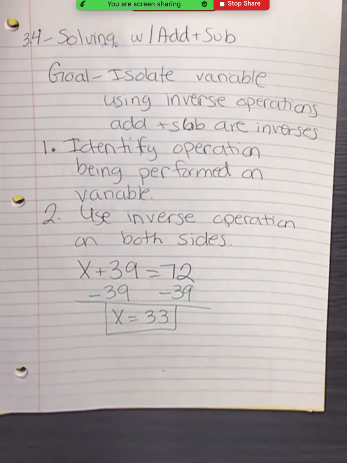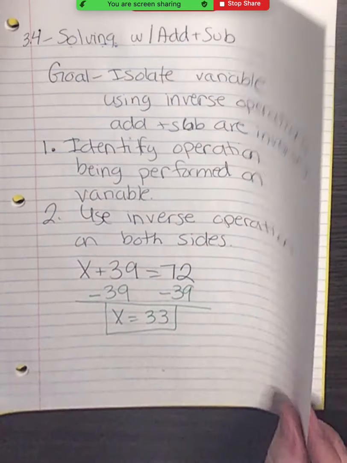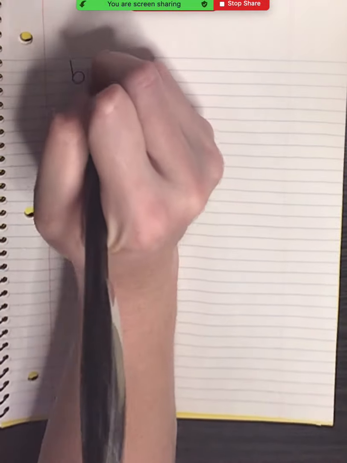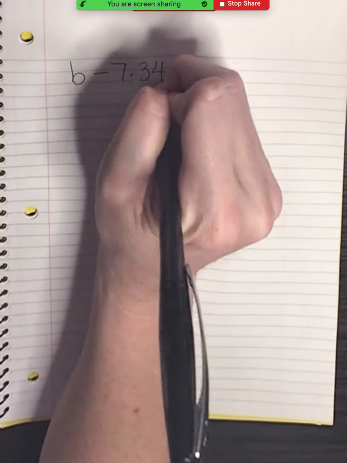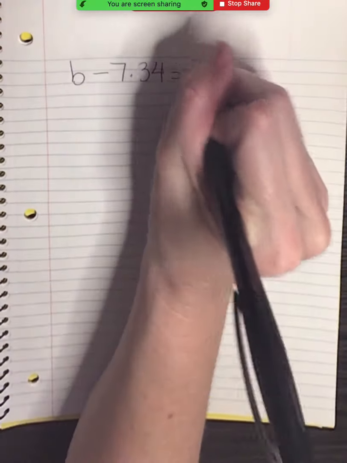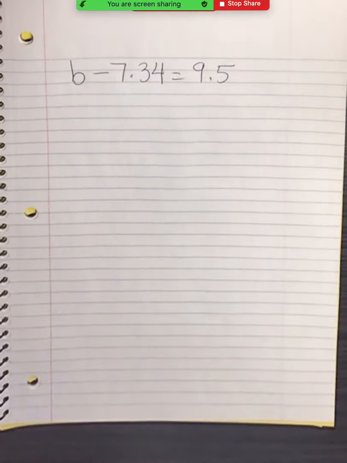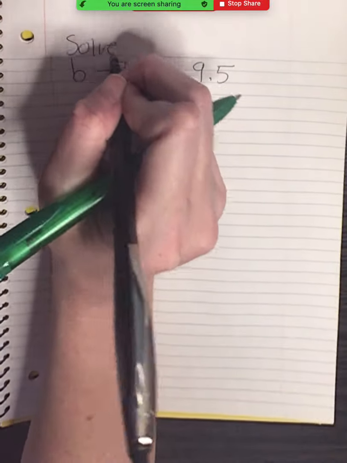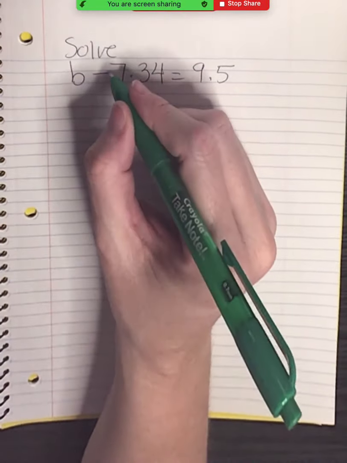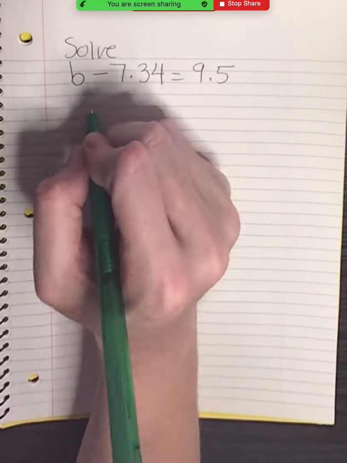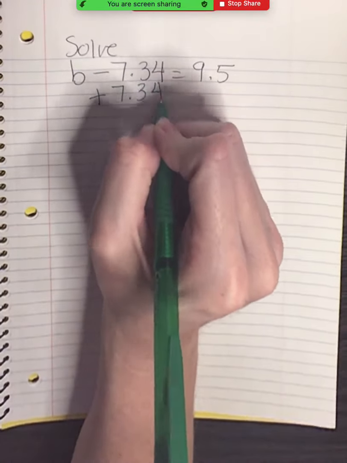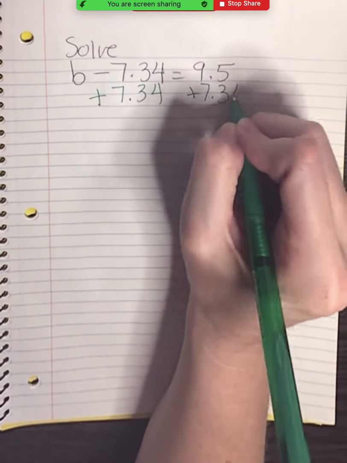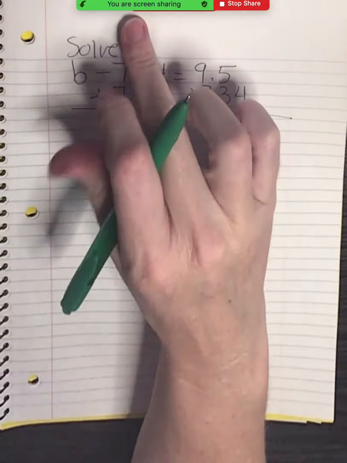Same steps when it's a decimal. Okay? Always use the inverse. And you use the inverse on both sides. So we have b minus 7.34. You want to solve for b, and it equals 9.5. That's important, okay? So solving for b, the operation you are given is b minus a number. So we're going to use the inverse. We're going to add that same number to both sides. You have to keep it in balance. Whatever I do to one, I have to do to the other.